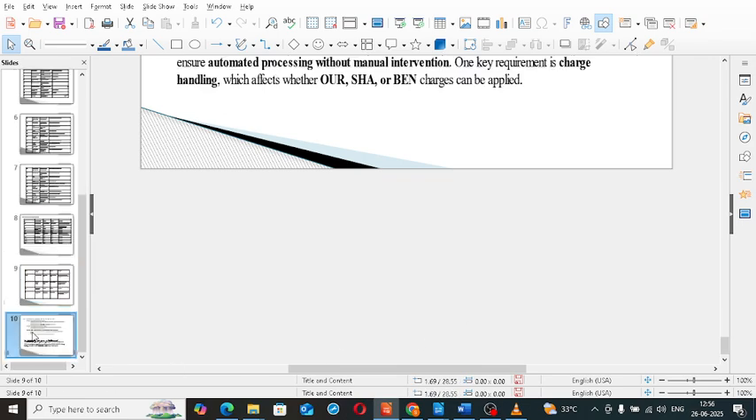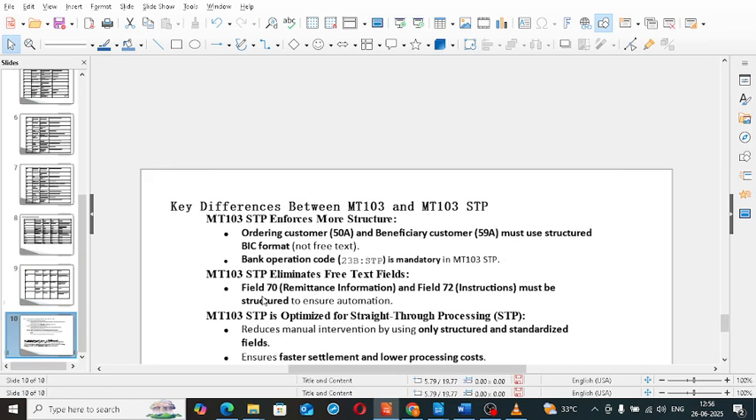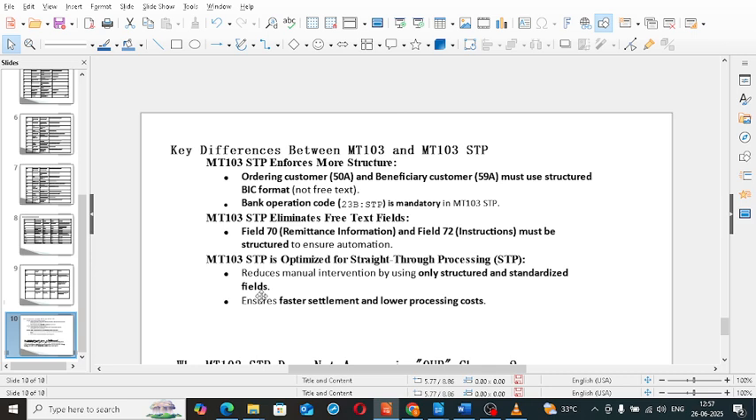Next, what are the important questions on MT103 and MT103 STP from the interview perspective? I will tell you one thing. Structured format always should be accepted in the A format. MT103 STP accepts the A format; even the ordering customer is A format, and the beneficiary customer is also A format. It's a structured format. Another thing, MT103 STP uses BIC or IBAN for all the financial institutions. Bank operation code 23B, you need to mention as STP. It's a mandatory field. And MT103 STP eliminates a lot of free-format fields, such as remittance information and field 72, sender to receiver information. These all must be in structured format for MT103 STP.